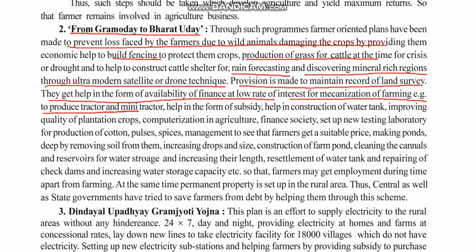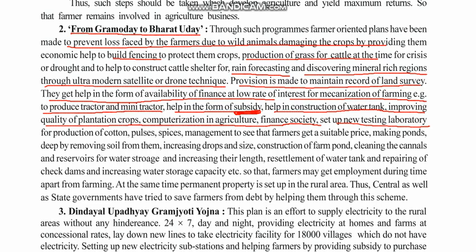To provide tractors and mini tractors. Help in the form of subsidies. See, it also helps in the form of subsidies. Subsidies I had already told you. Subsidies are the discounts, the financial benefit that the farmers or the poor people get on the loans and the finance support that they have taken. Help in construction of water tanks, improving quality of the planting of crops, computerizing of agriculture, finance support, and setup of new testing laboratories.